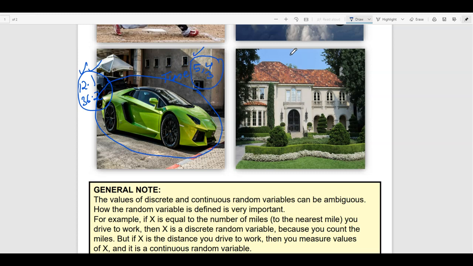How many houses do you have? 1, 2, 3. What's the mortgage? Then it's going to be probably 1200.63 or 3000.72. Do you see the difference? So that's the difference between discrete and continuous.